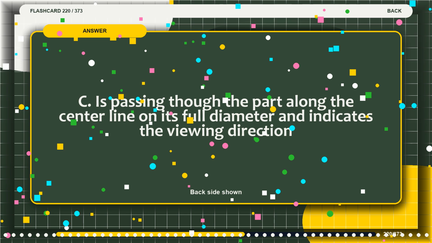The answer is C. is passing through the part along the center line on its full diameter and indicates the viewing direction.